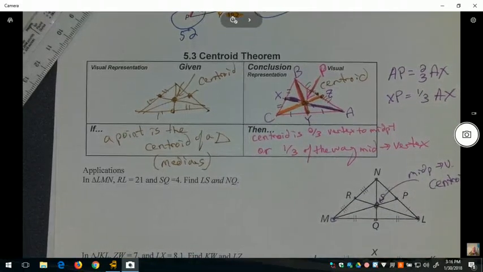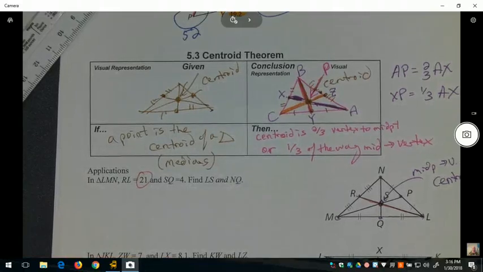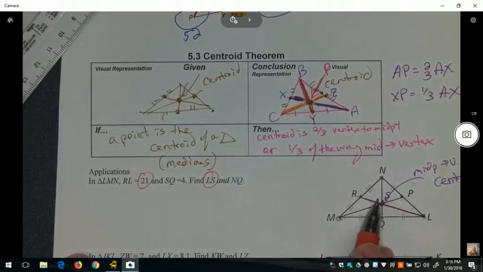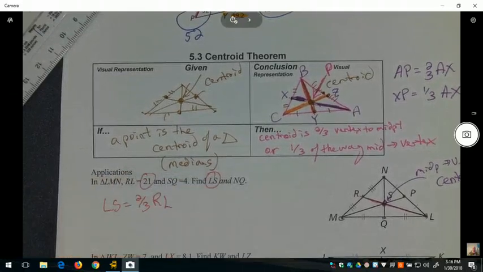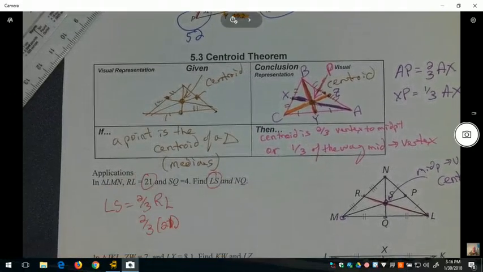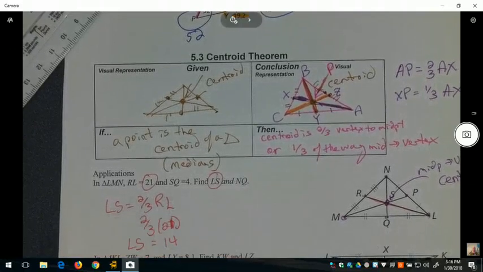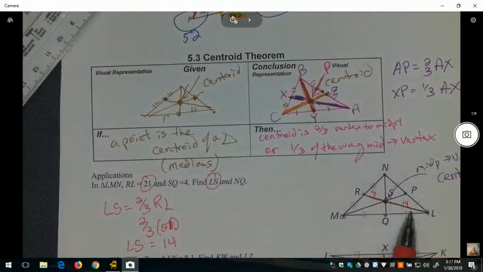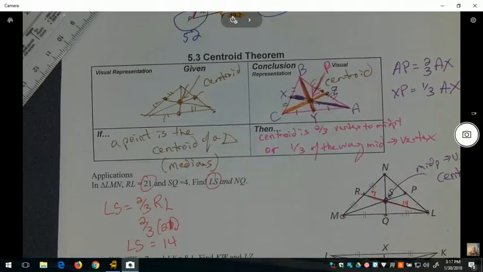Well, they're telling us that RL, the whole thing of RL, is 21. And they want us to find LS. LS is the longer piece. It's vertex to centroid. So LS is 2/3 of the whole thing, RL. 2/3 of 21. 21 over 3 is 7 times 2 is 14. So LS is 14. So this piece right here is 14, which means this piece is 7. 7 plus 14 adding to 21. 1/3 of it existing here, 2/3 of it existing here.